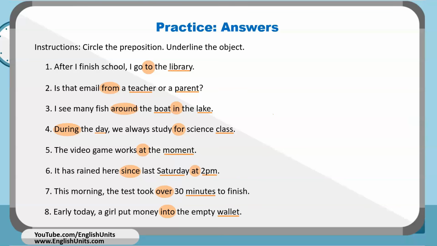And what about early? Early is followed by today, and today is a noun, so why isn't early a preposition? The word early never functions as a preposition. Early is an adjective or adverb, and in this sentence it describes today, making it an adjective.